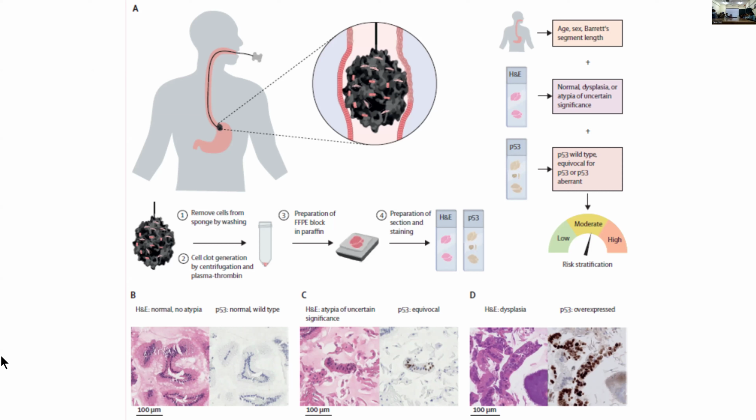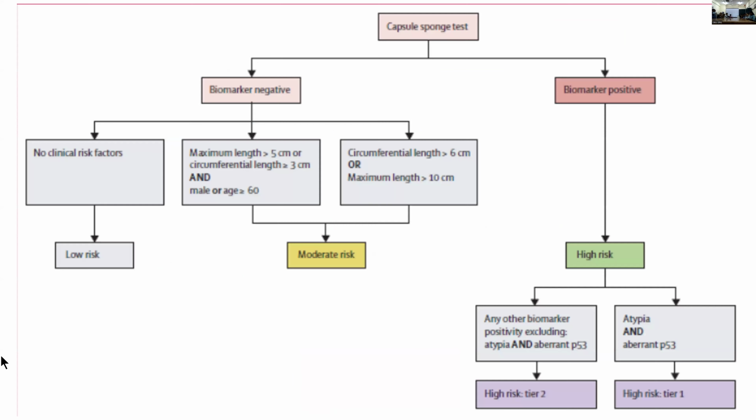Then based on the capsule endoscopy, hematoxylin eosin staining, and the presence of the P53 biomarker in the cells, these were the clinical biomarkers and the histopathological biomarkers. So based on these 3 domains, patients were classified into either low, moderate, or high risk groups. Now, in addition, so this is the algorithm they have followed.